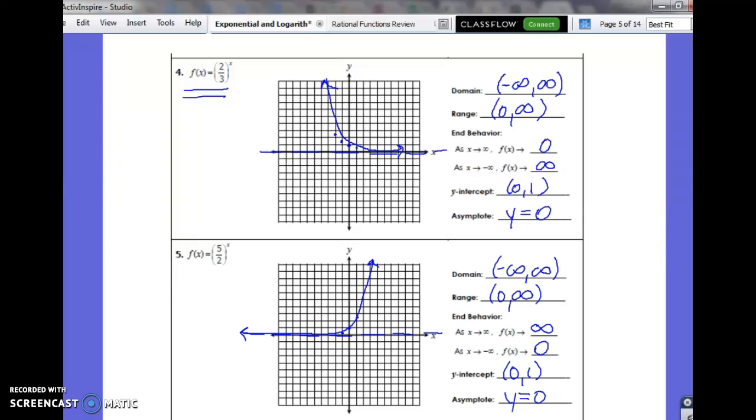Alright, so for that last example, number 5, it is an exponential growth curve because my base here is bigger than 1, and all the information to the right is the exact same as any other exponential growth curve. But you need to let me know if you have any questions.